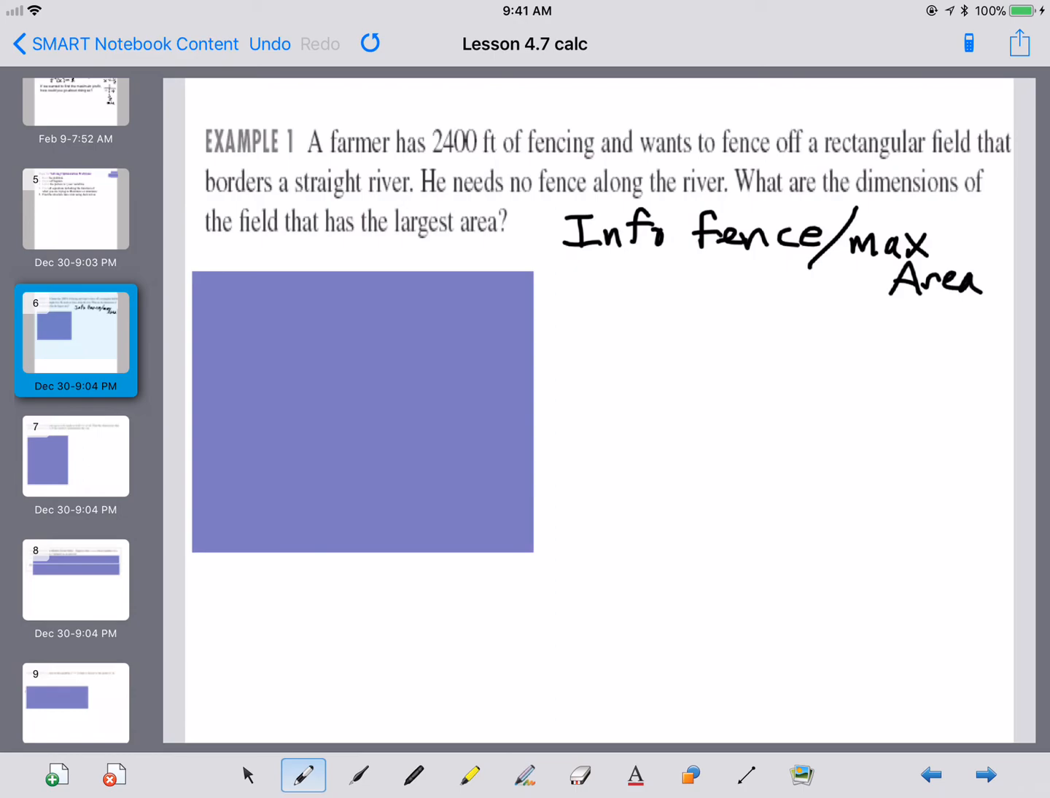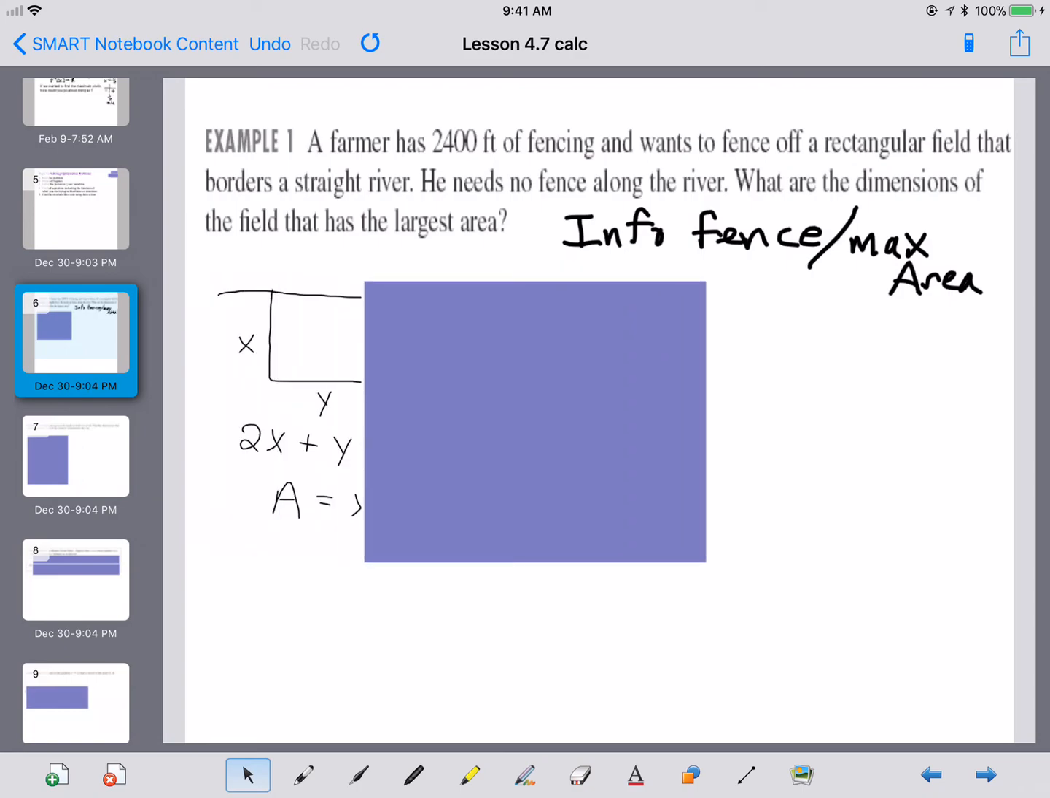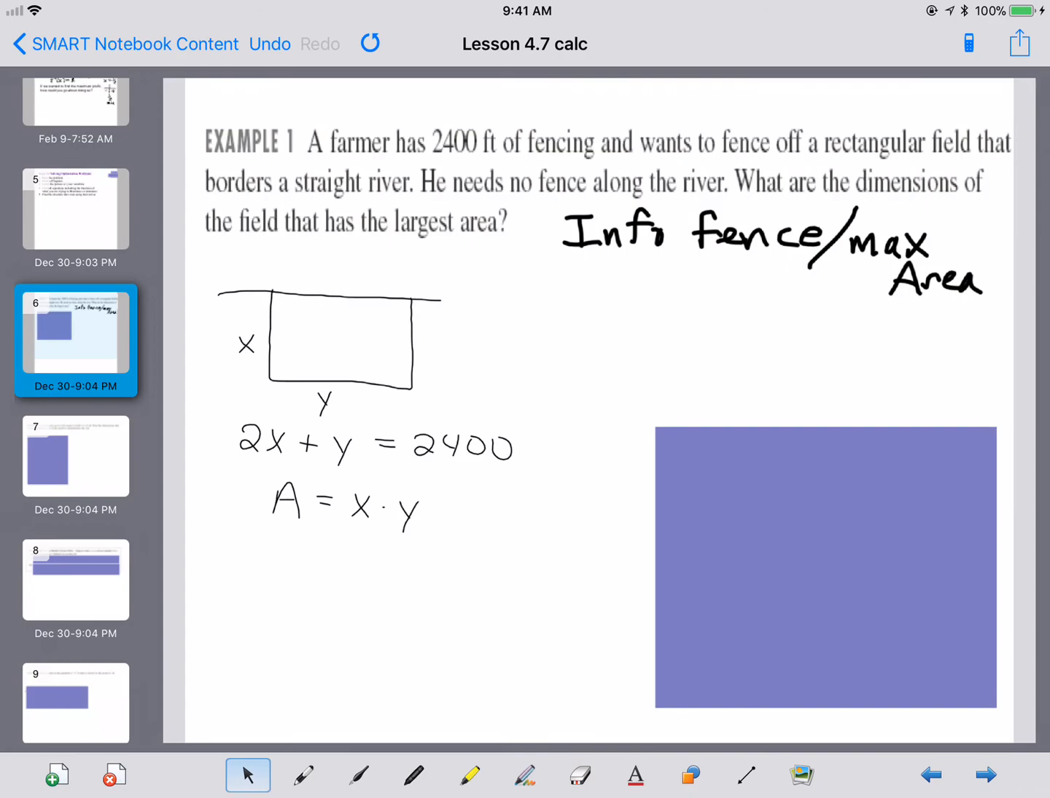Okay, so when you read that question, you have to think about, usually they're going to give you a numerical piece of information, like the 2,400 feet of fencing, and then they gave us the fact that we want to maximize the area. So we've read the problem, we kind of have an idea of what's going on. The first thing you want to do next is to draw a diagram. So here's a picture.